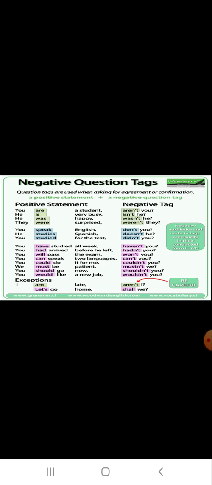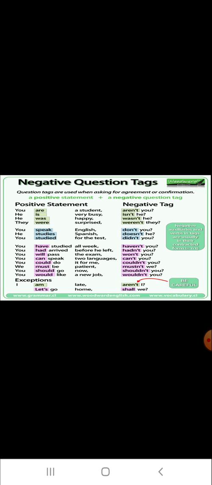The 10th example is you will pass the exam, won't you? So here will is the positive statement and won't is the negative question tag. Now the 11th example is you can speak two languages, can't you? So here can is the positive statement which is followed by the negative question tag that is can't. The 12th example is you could do it for me, couldn't you? So could is the positive statement in this sentence which is followed by couldn't, that is the negative question tag.